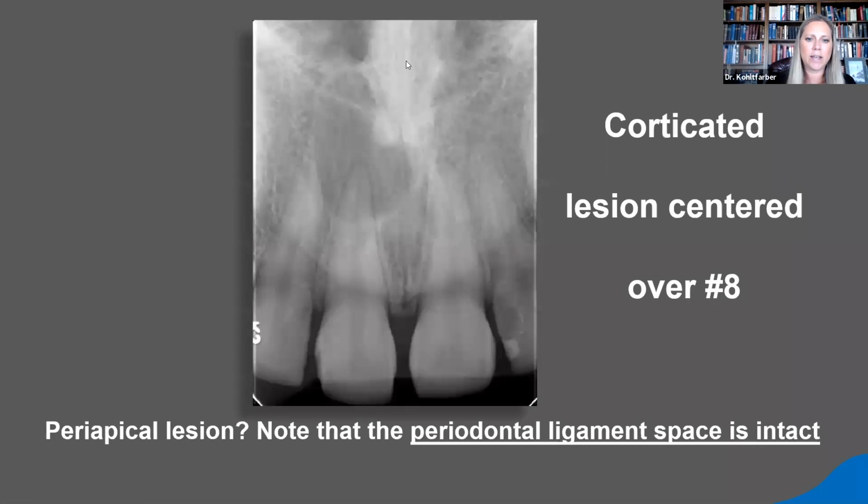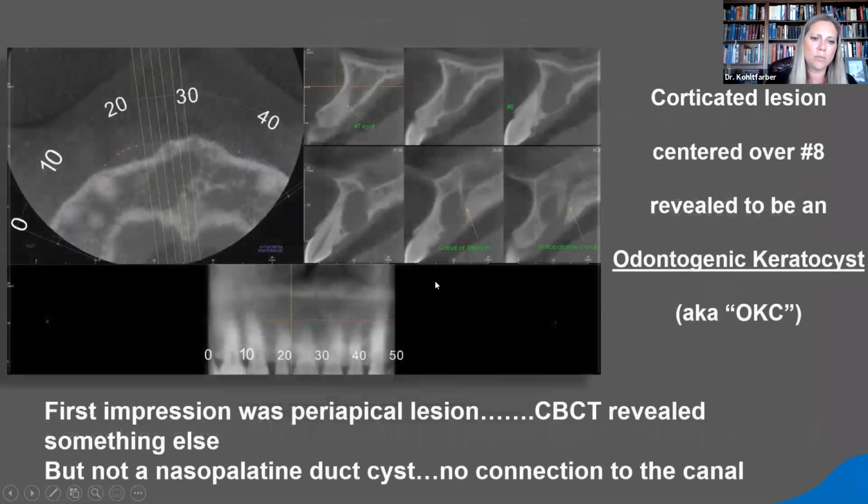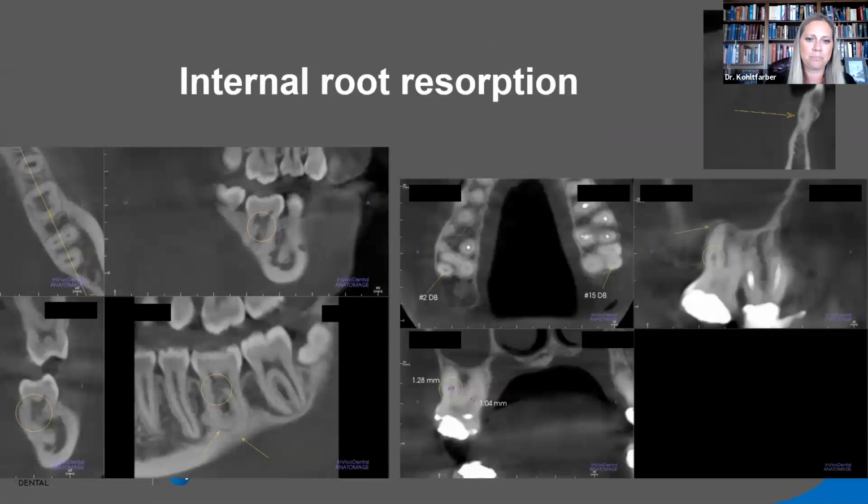Here's another one, corticated lesion over tooth number 8, and our periodontal ligament space is intact. So note that even on the 2D, you can see that, but so much easier on the 3D. So we can see that the mandibular canal is actually extending around it. It's being displaced. It's not associated with a tooth. And this ended up being an odontogenic keratocyst. So definitely want to get a biopsy on that.